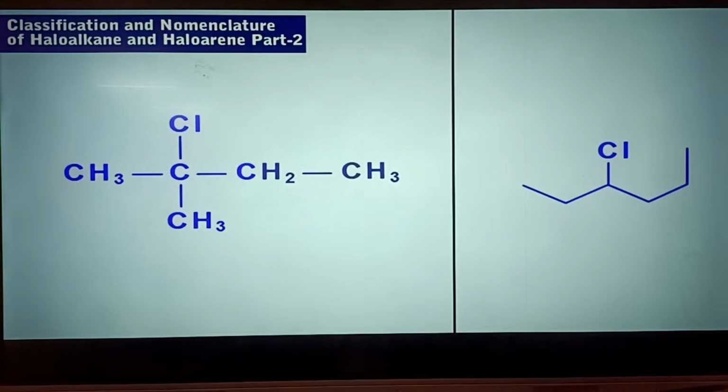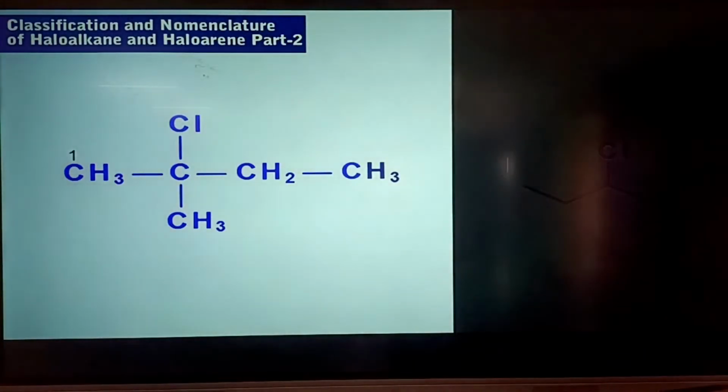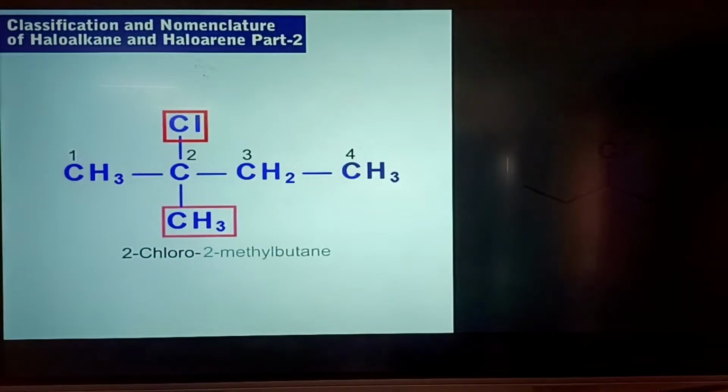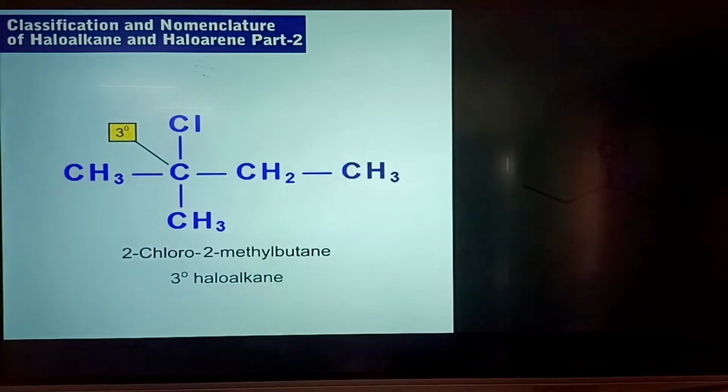Let us find IUPAC names for these two molecules. The IUPAC name for the molecule on the left is 2-chloro-2-methylbutane. It is a tertiary haloalkane, as the chlorine is bonded to a carbon linked to 3 other carbon atoms.